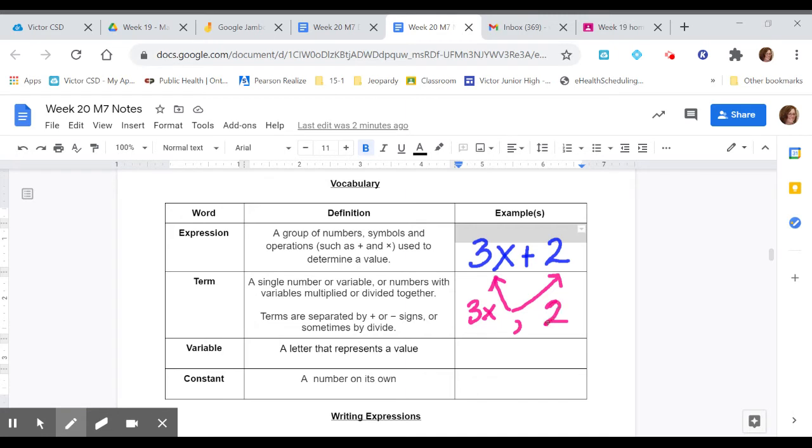The variable is the letter. So in this case, I used an x. And a constant is a number all by itself. So the 2. It can be positive, it can be negative, could be a fraction, could be a decimal, doesn't matter.